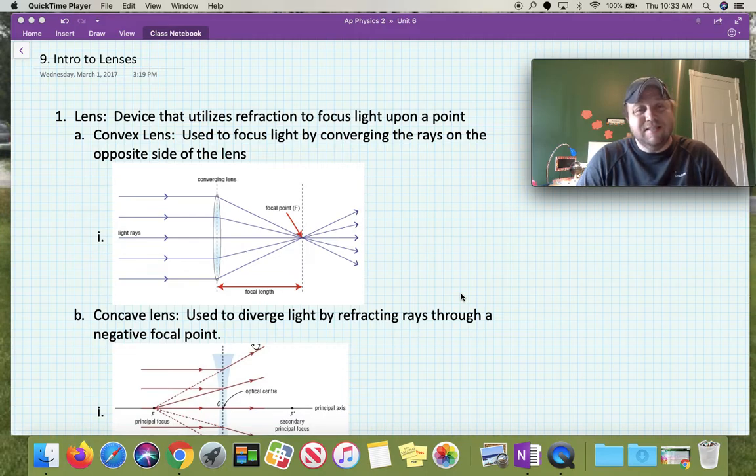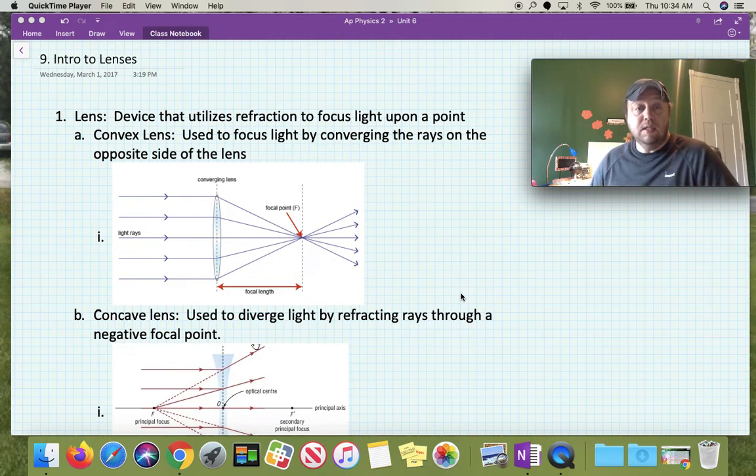All right, so we are going to be moving on to the next topic. Intro to lenses. We've already done mirrors, and we did all of our ray diagrams for those. Luckily, dealing with lenses will not be a huge adjustment from what we just saw with the ray diagrams for the mirrors. So let's go ahead and get into the notes here.